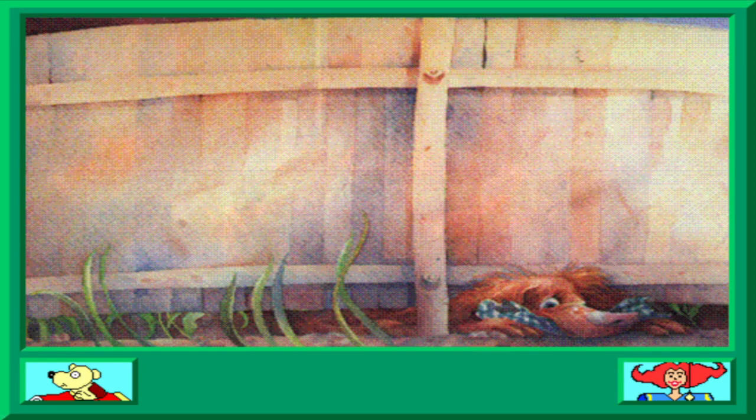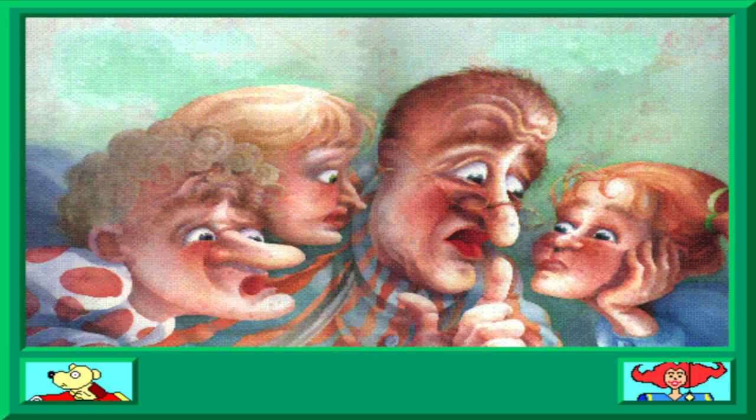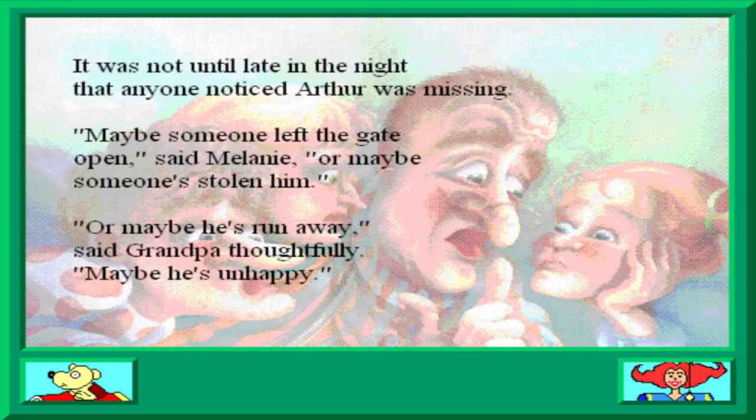Now click what Arthur slid under. Fence. Yes, he squeezed under the fence and ran away. Later, they discovered that Arthur was missing. Click the words that tell when they noticed. Late in the night. Yes, it was not until late in the night that the family missed Arthur.